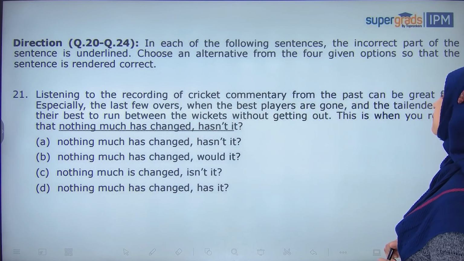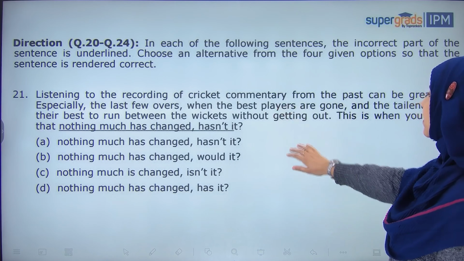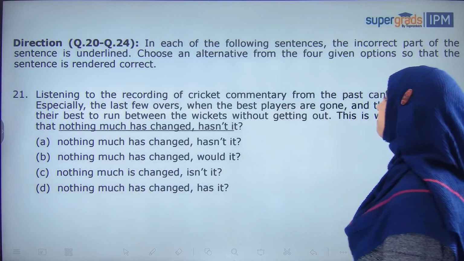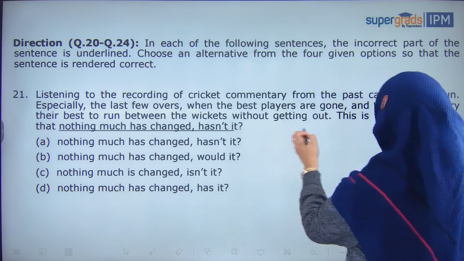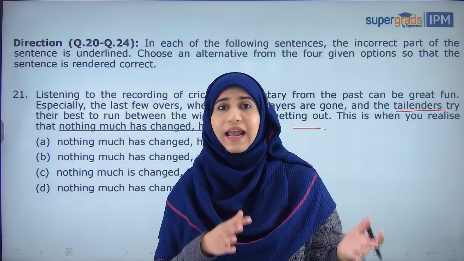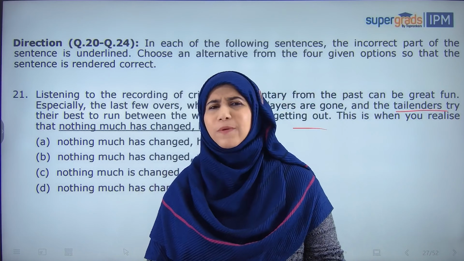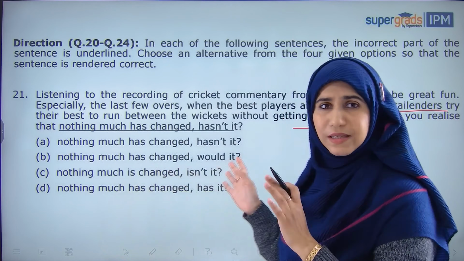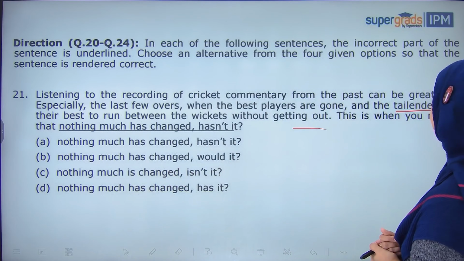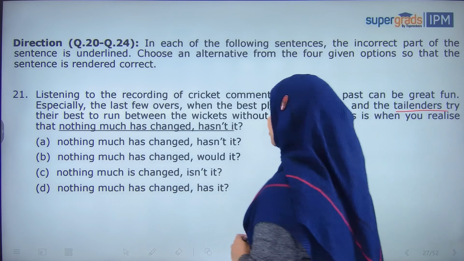Listening to the recording of cricket commentary from the past can be great fun, especially the last few overs when the best players are gone and the tailenders try their best to run between the wickets without getting out. What is happening? What are tailenders? Tailenders are normally the people who play at the end. Right, when they are batting at the end, so bowlers come to bat and they're normally not very good at batting. So all the batsmen are gone, and it is the tailenders who are trying their best. This is when you realize that nothing much has changed, hasn't it?